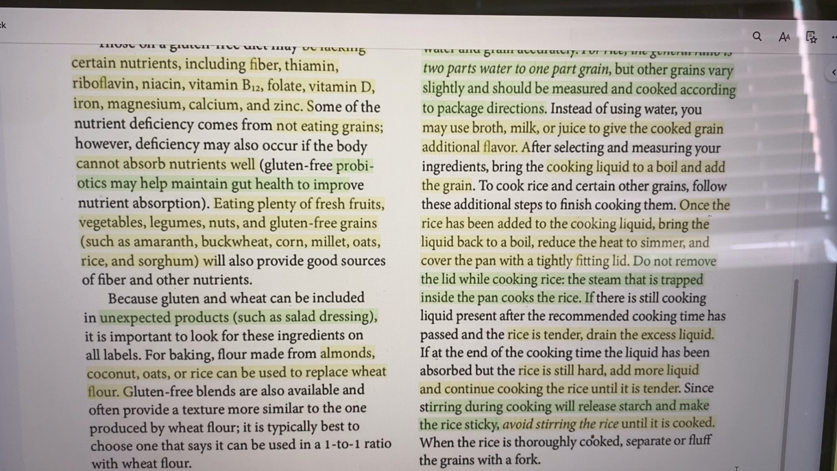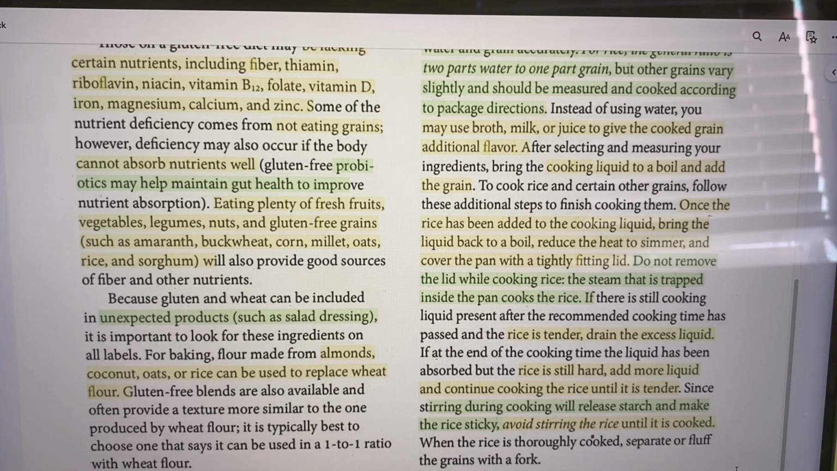Once the rice has been added to the cooking liquid, bring the liquid back to a boil. So you add the rice, and then it's not going to boil for a while. Then you bring it back to the boil, and then you reduce the heat to just barely simmer. After it's boiling again, you reduce the heat to a very low simmer, and then you cover the pan very tight and don't lift it. Just keep that steam in there.